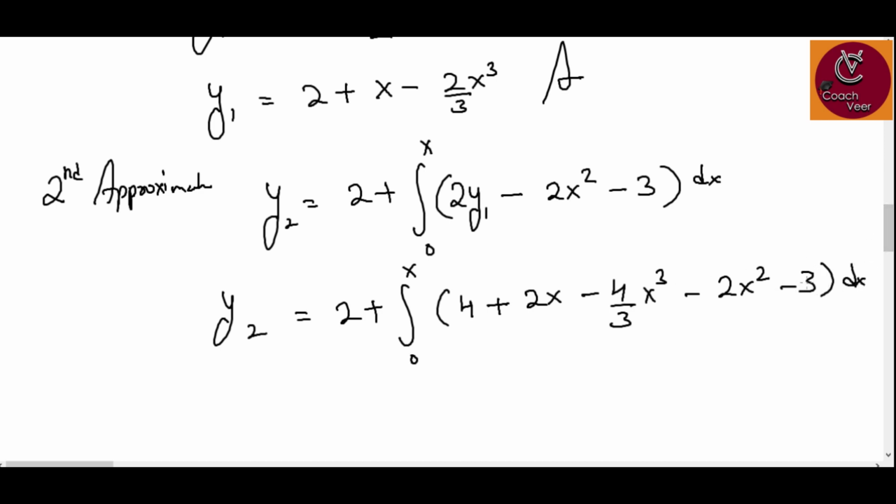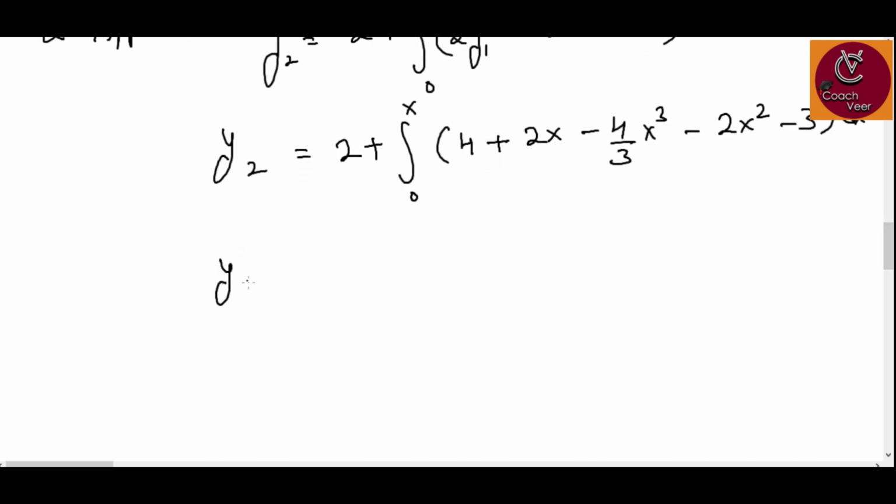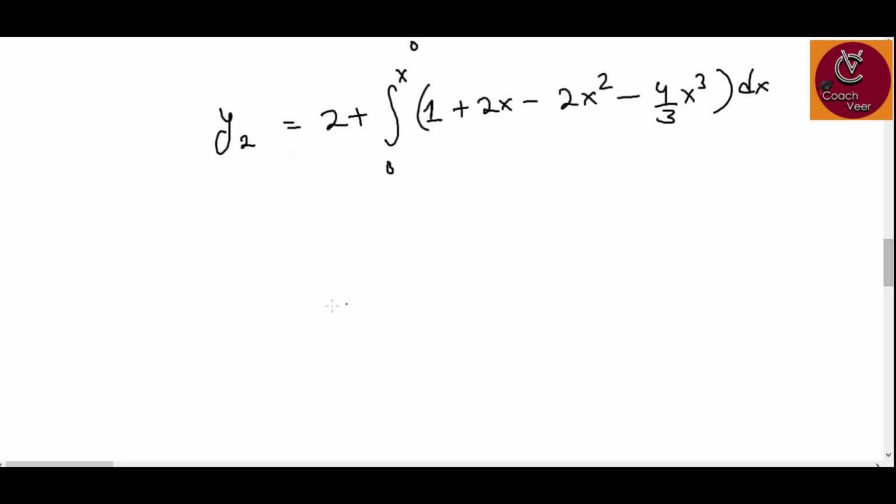Yes, 4 minus 3 is still 1, that we can do. Okay, so let's do this part and arrange it in a better way. So 2 plus the integral from 0 to x of 1 plus 2x negative 2x square, I'm just arranging it, 4 by 3 x cube. Hope you are getting it till here. If not, please put it in the comment. I will answer it.